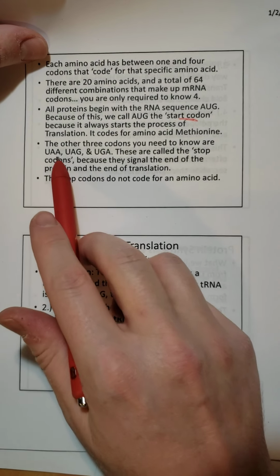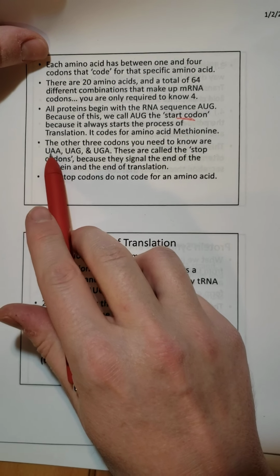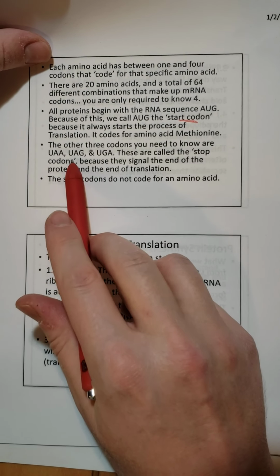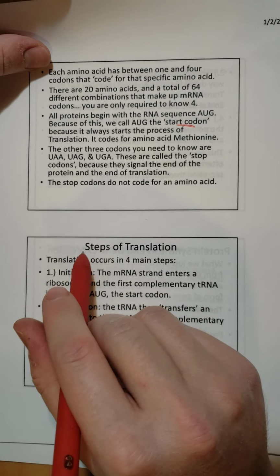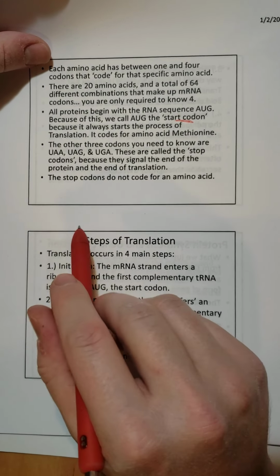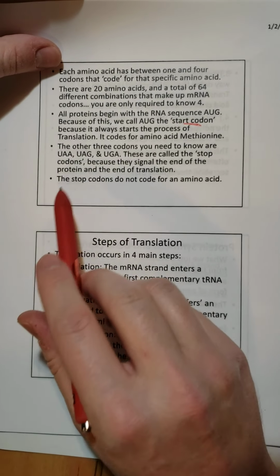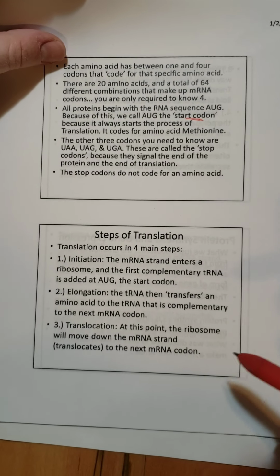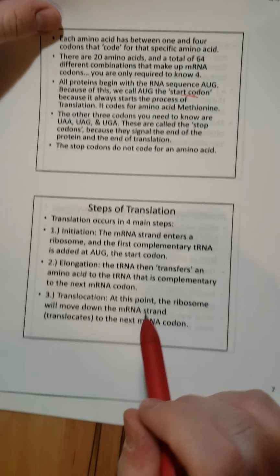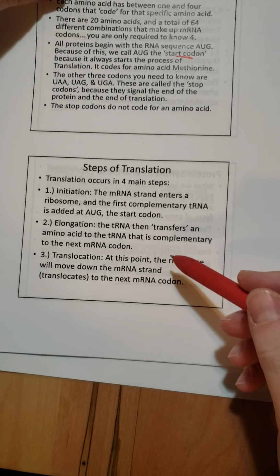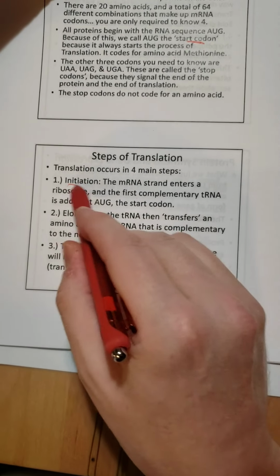The other 3 codons I want you to know are UAA, or uracil, adenine, adenine, UAG, and UGA, and those are the stop codons. They just signal the stop of translation. So during translation, when one of those sequences is reached, it stops. And those don't code for an amino acid. They just stop translation.